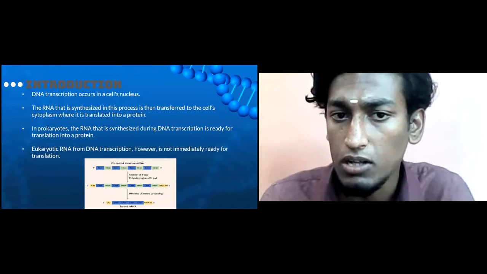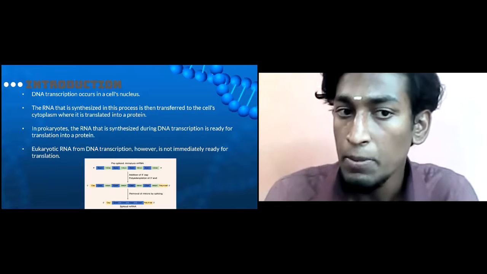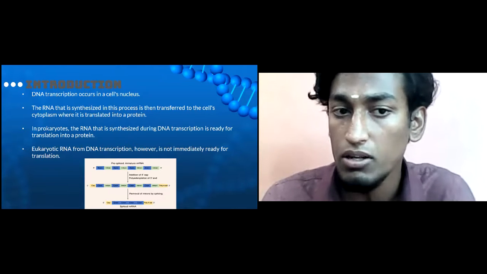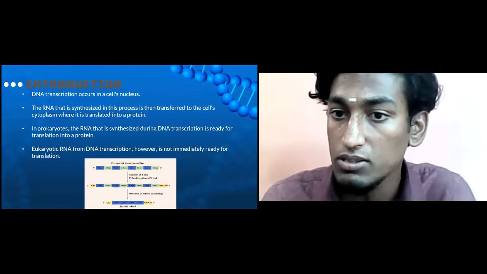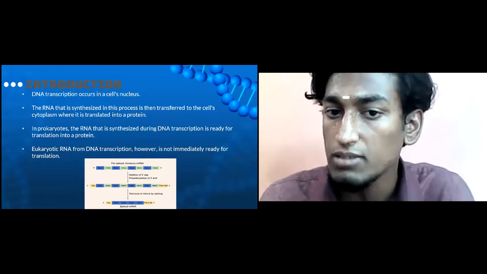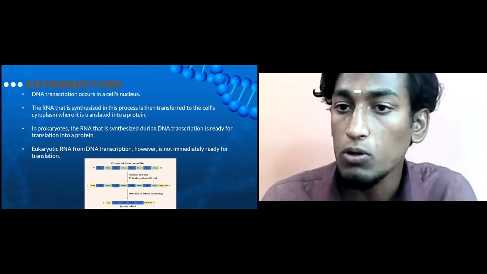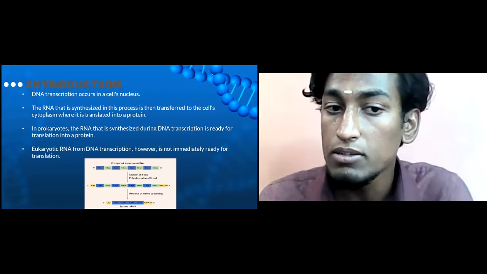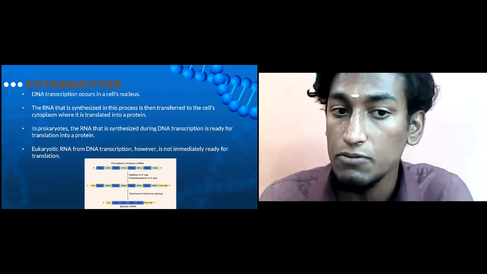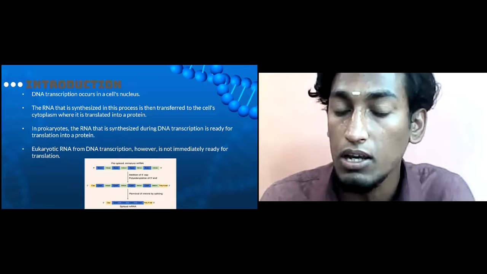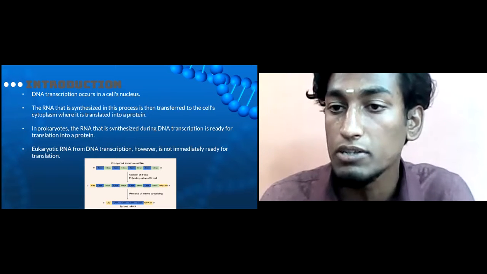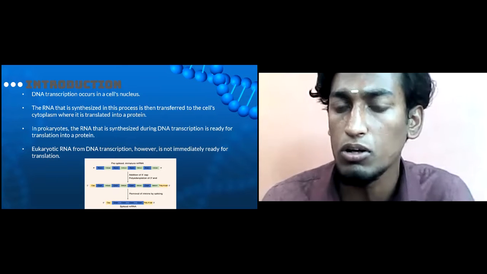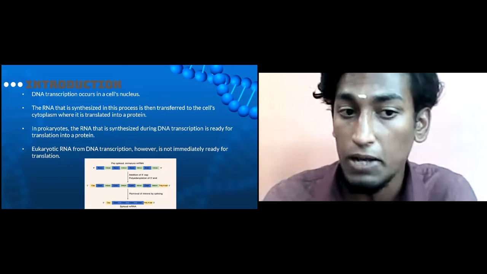DNA transcription occurs in a cell's nucleus. This occurs in a eukaryotic cell, and the RNA that is synthesized from the DNA in this process is transferred to the cell's cytoplasm, where it is translated into a protein. The transcription process occurs in the nucleus, and the RNA transfers from the nucleus to the cytoplasm for further translation to occur. In between this process, the post-transcriptional modification occurs, which I'm going to talk about in the coming slides.